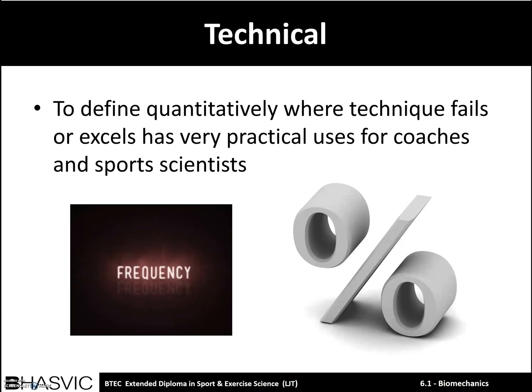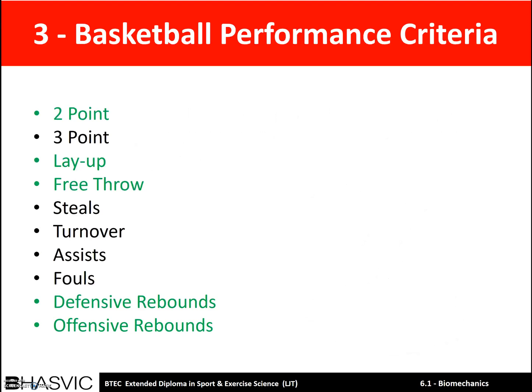Technical. To define quantitatively where technique fails or excels has very practical uses for coaches and sports scientists, and these are typically shown as a frequency or a percentage for attempts and successes and also fails.